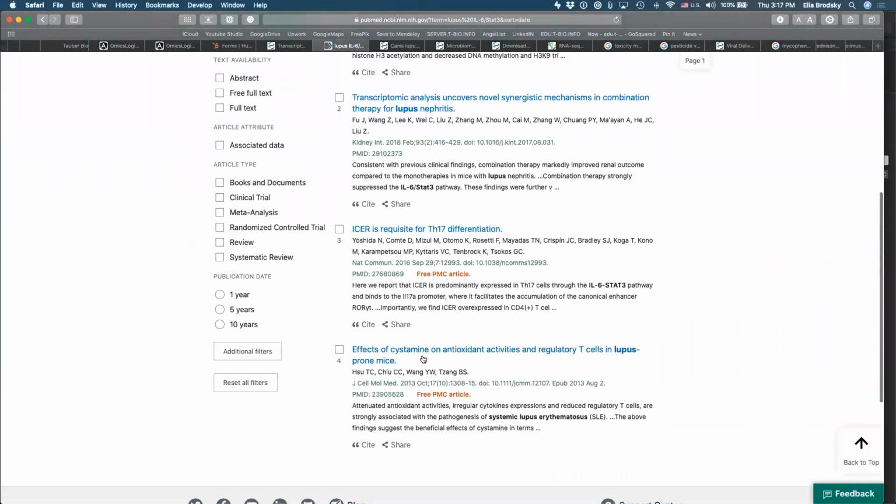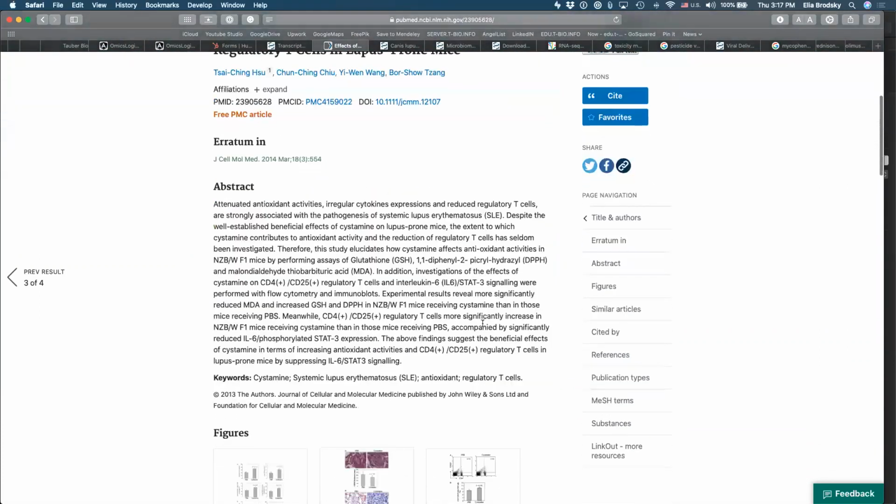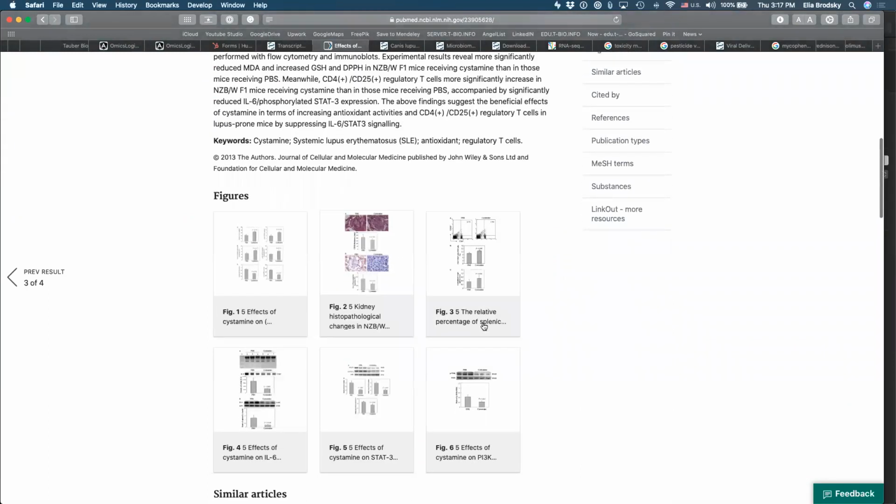Let's see, effects of histamine on antioxidant activities and regulatory T cells in lupus-prone mice. Okay, that looks interesting. So you can actually start looking at how same pathways and same treatments were treated, because you might want to understand, right? So when we talk about immunosuppressant drugs, typically the result is, this person has some manifestation of the disease as a result of this autoimmune response. And when we treat that response, it's actually just taking away the manifestation of the disease. It doesn't actually change the underlying issue, doesn't address the underlying issue.